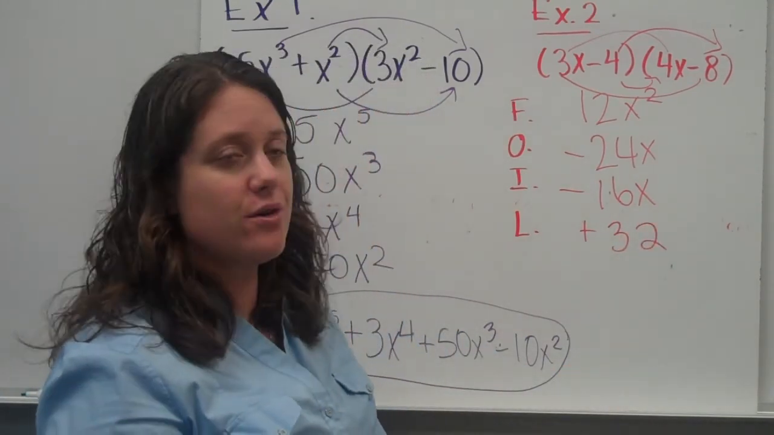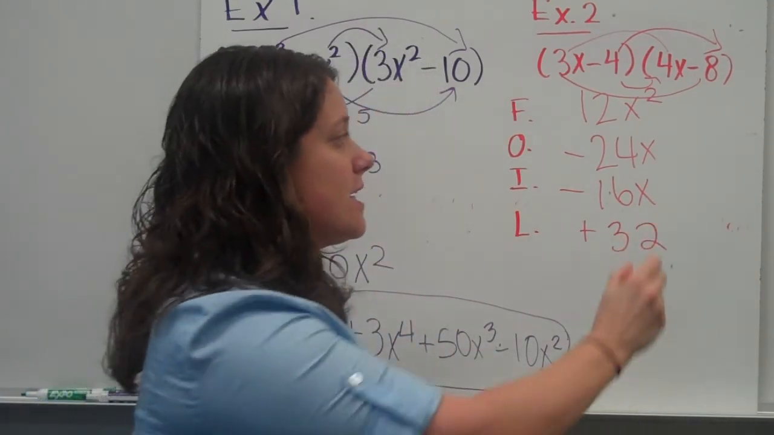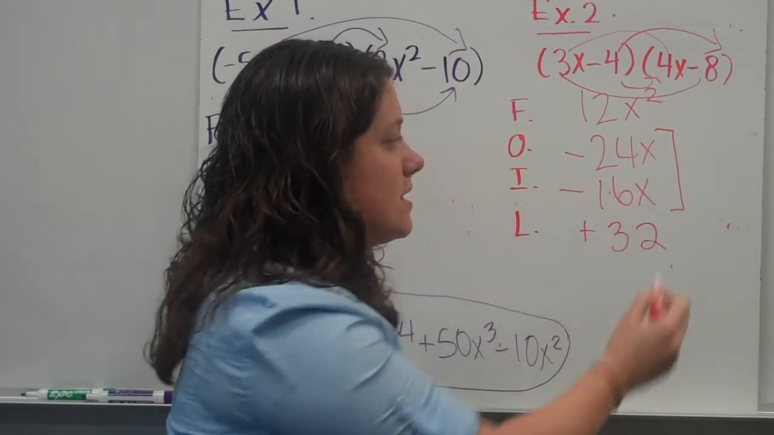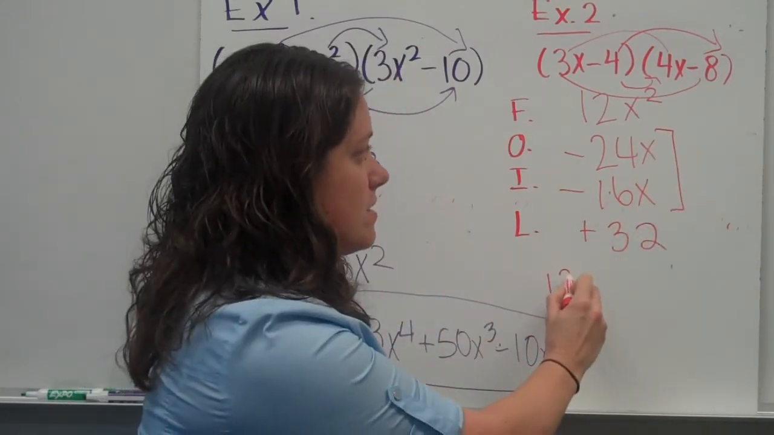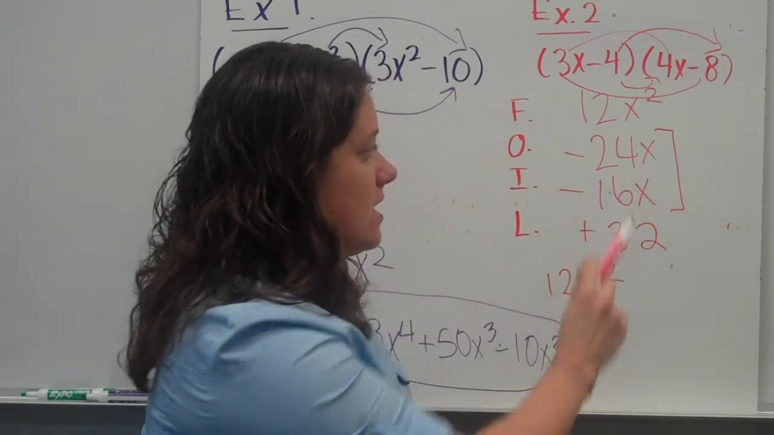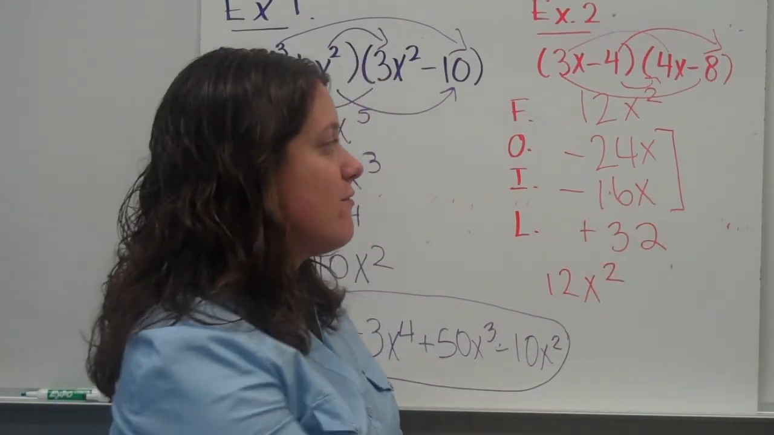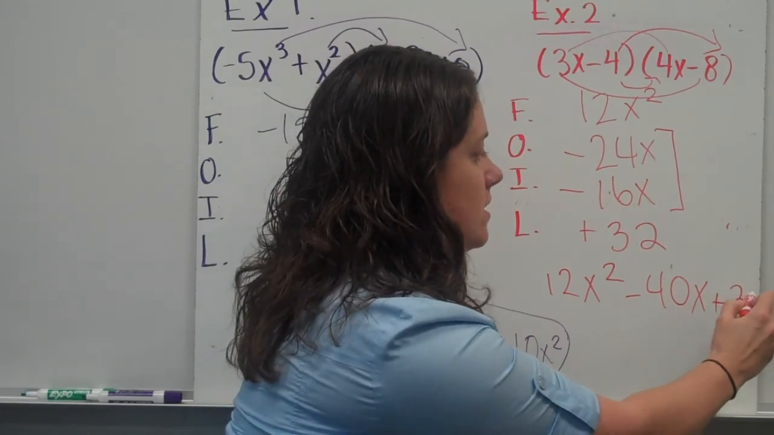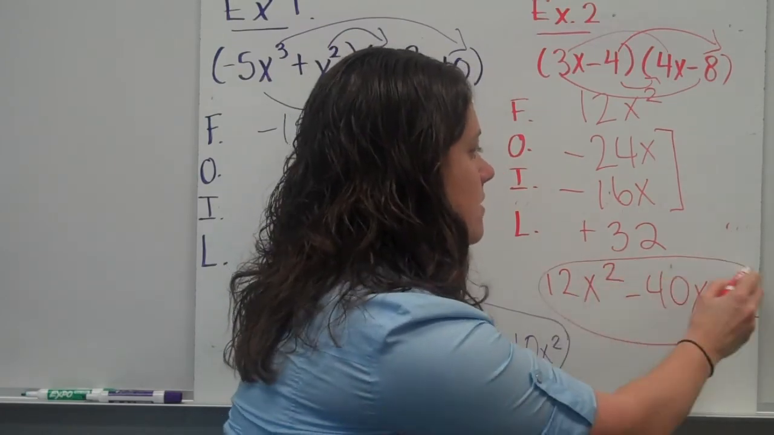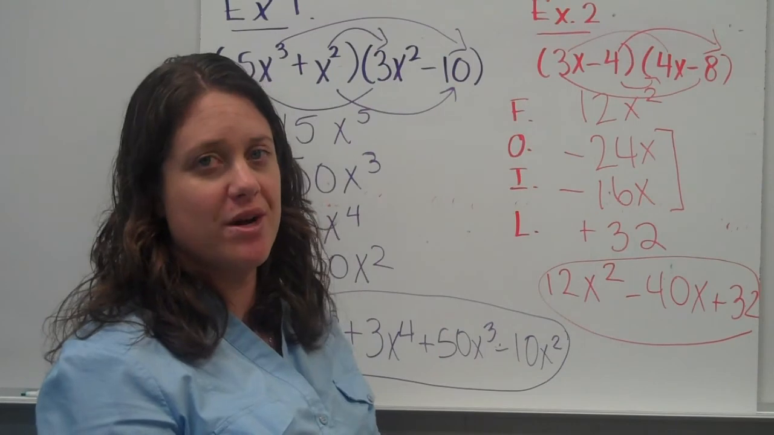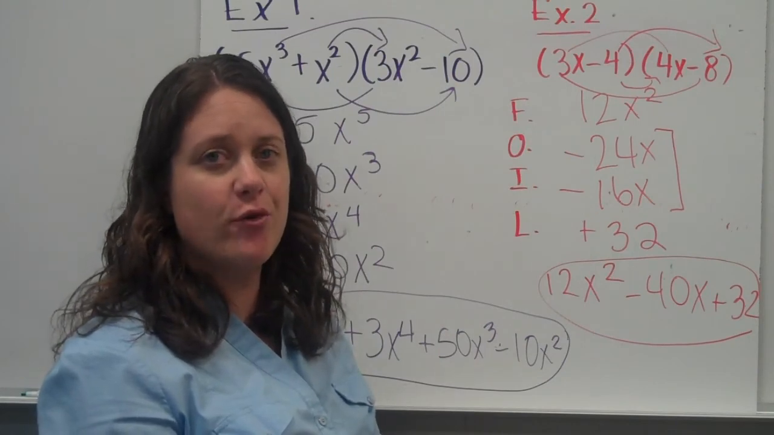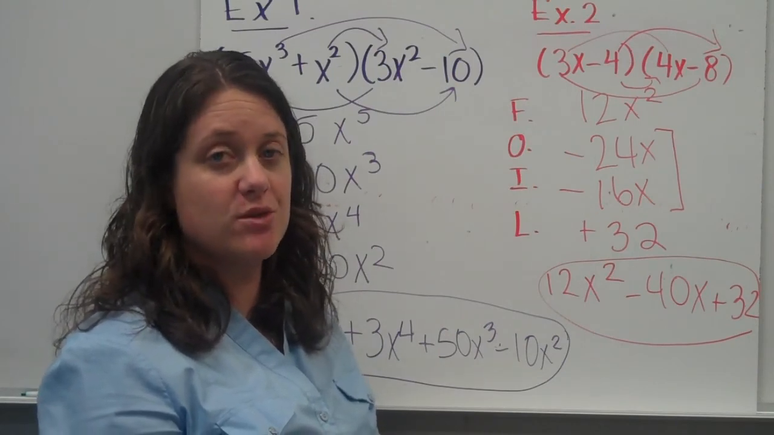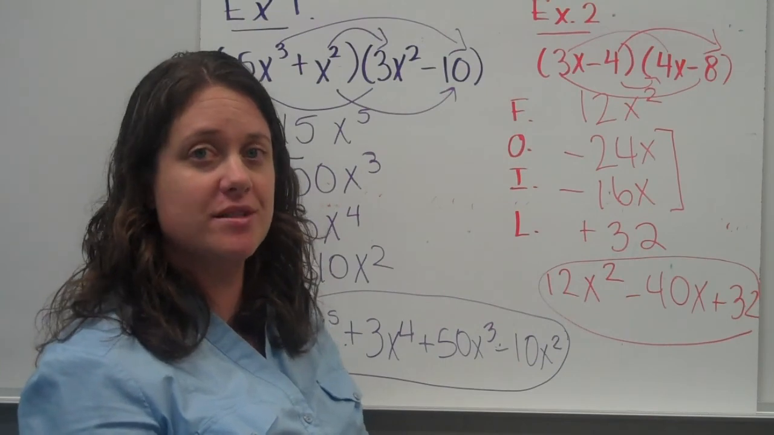Okay, so now I go through and I combine any like terms I have, which these can be combined. So I'm going to write it in standard form, 12x squared. If I combine those together, that would give me 40, so minus 40x plus 32. Okay, so that's how I use the FOIL method. So whether you want to make a table or use the FOIL method, either of those methods will work for multiplying a binomial times a binomial.